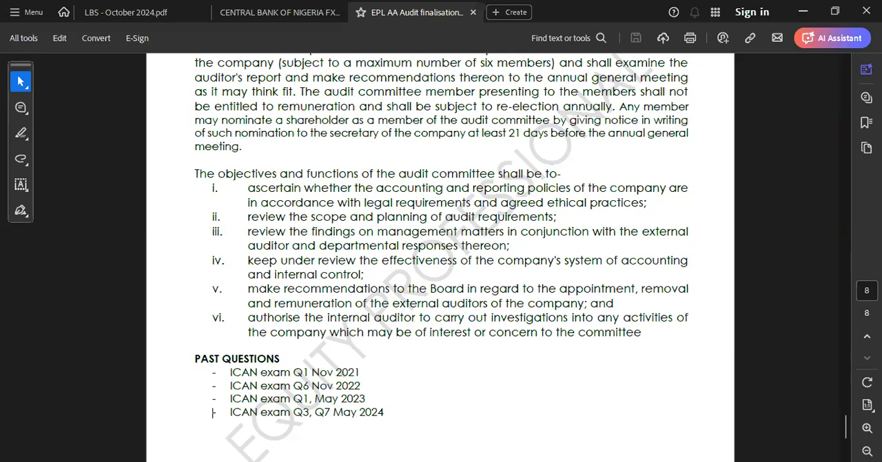I'm trying to open the Pathfinder. May 2024. Is there any question? Hello, are we still there? Hope we are not sleeping. So May 2024. Okay, let me know if I should stop sharing the notes so that I can share the past question. May 2024. Let me know if you can see the past question.